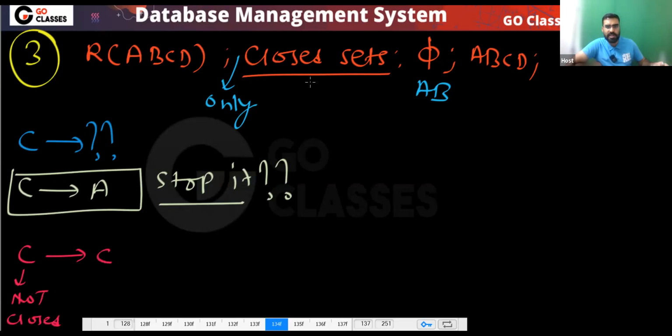Let's try to stop C determining A. We are trying to stop C determining A. So it will bring something new. It is also not closed. Okay, here you can stop.